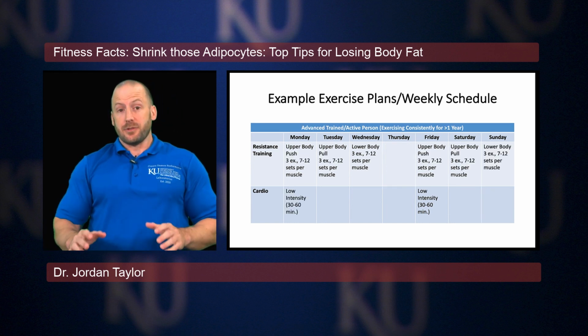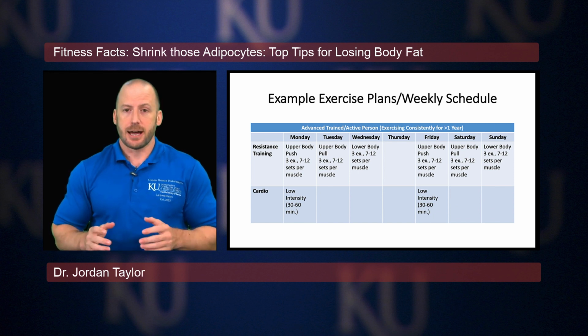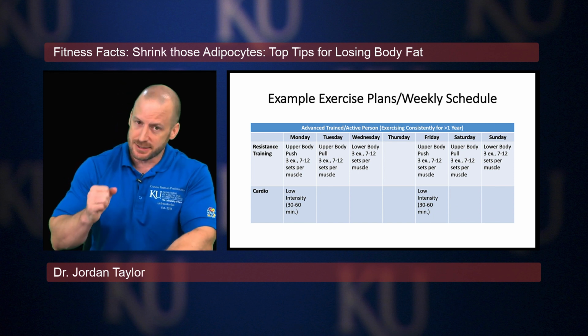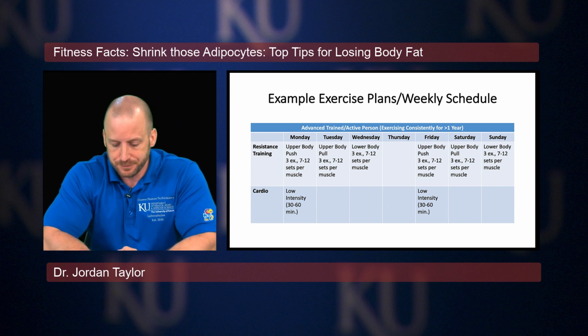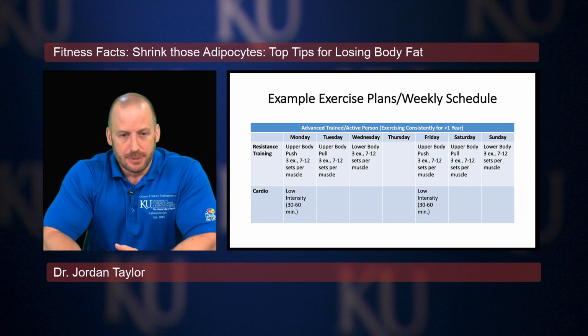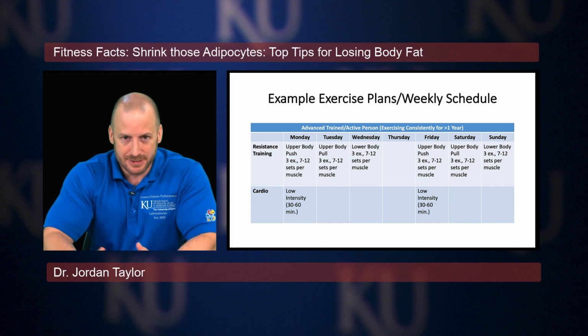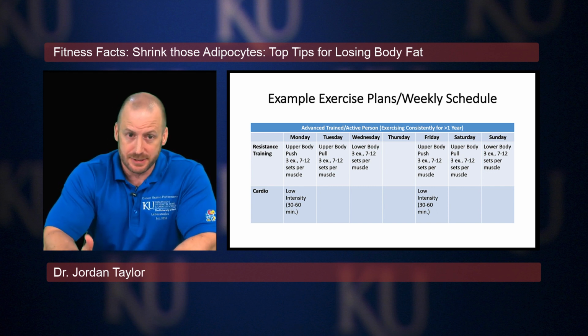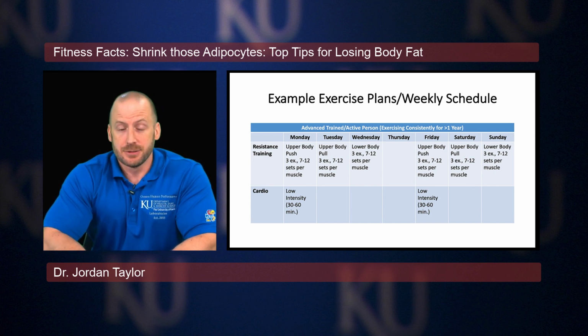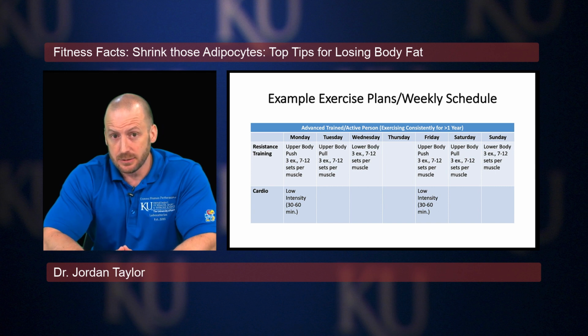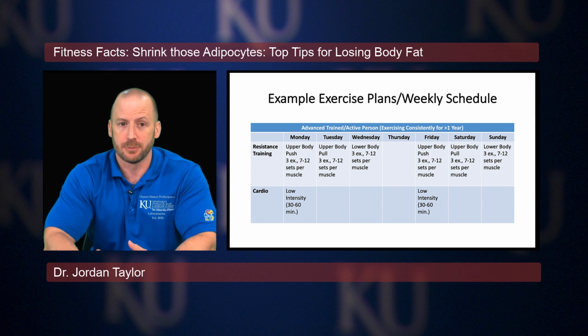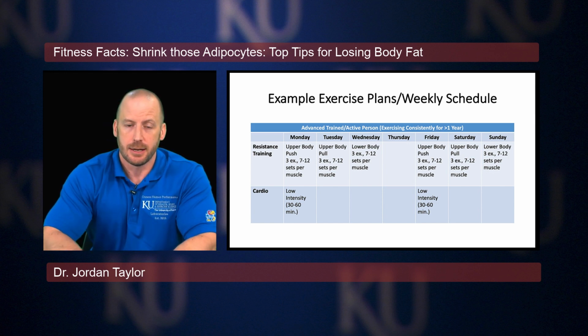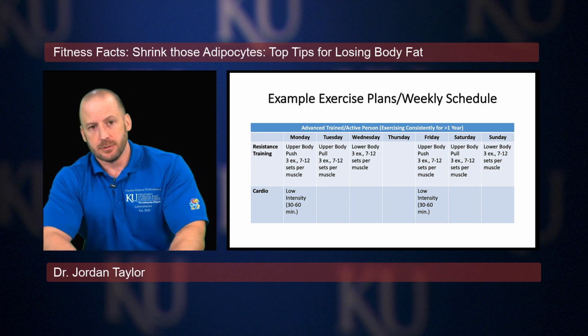Now let's look at an advanced trainee or very active person, somebody that's been exercising consistently every week for more than a year. Well, to keep them progressing and developing muscle, we bump the resistance training frequency up more here, okay? So they're now doing resistance training 6 days a week with a break, no training on Thursday. Now we have to divide up the volume more throughout the week and the muscle groups and what we're doing each day. So on Monday, they do what's called an upper body push day.